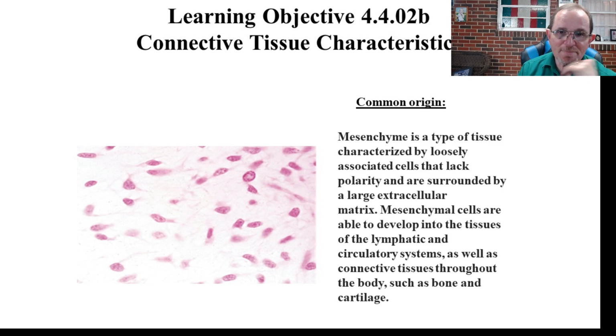Mesenchyme is the type that it came from. These guys don't have polarity. But these guys, you get the cells and they're surrounded by fibers and whatever the ground substance happens to be.